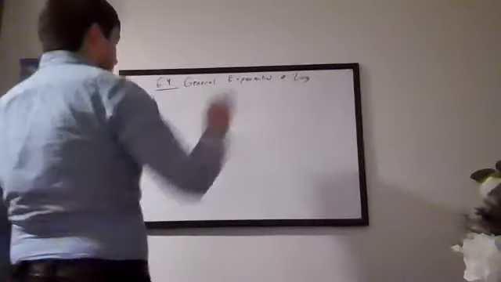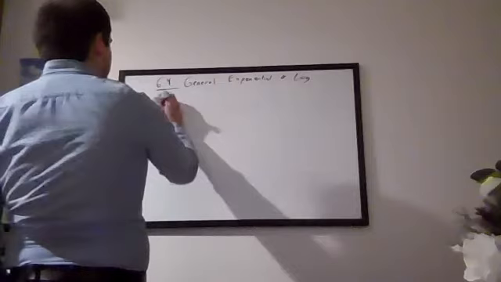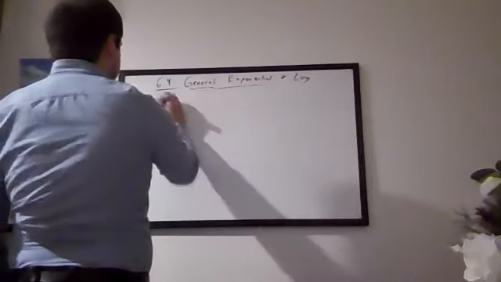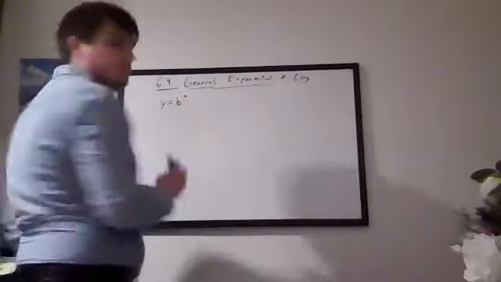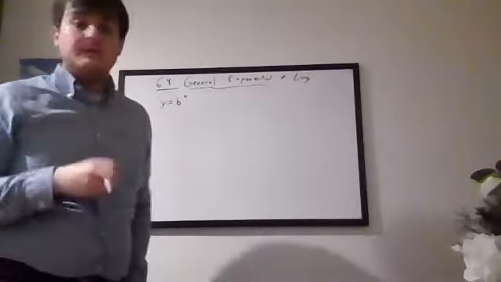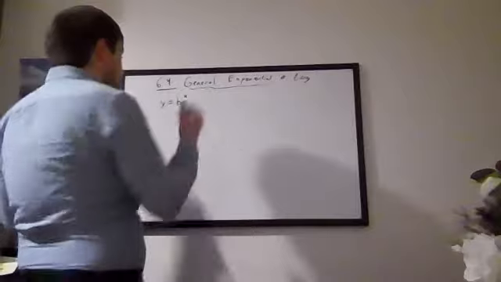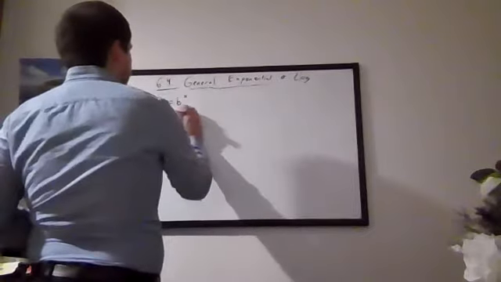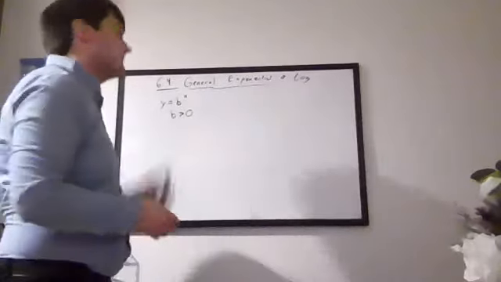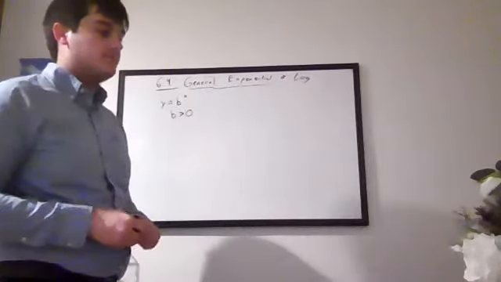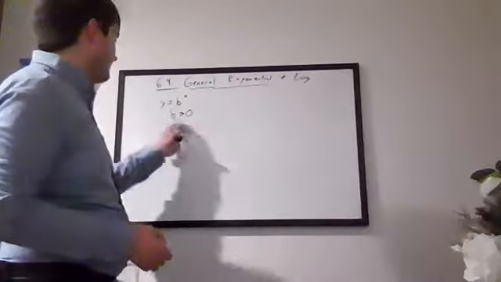So what that means for us is that we're going to start with the general exponential here. And I'm going to start with y equals b to the x. Okay, so b here is not just e, but b is any number which is greater than 0. That number needs to be greater than 0 because, I'll talk about more in a sec.